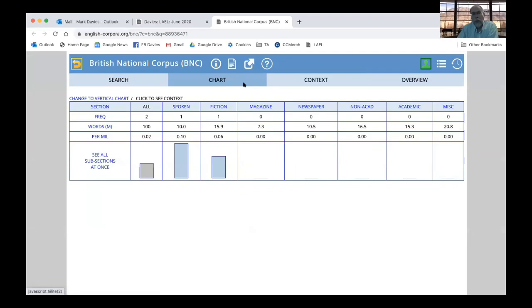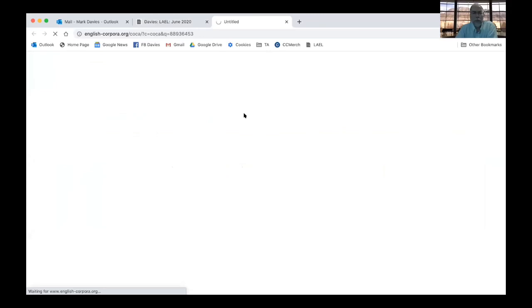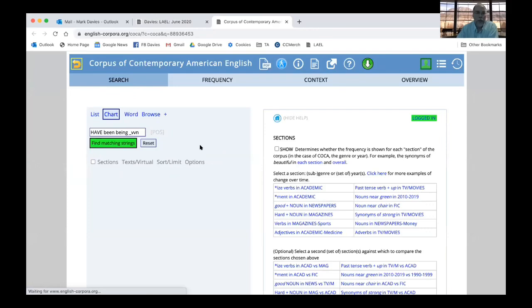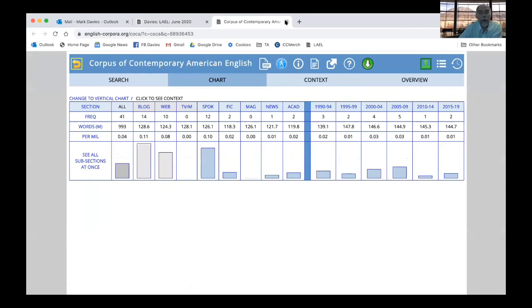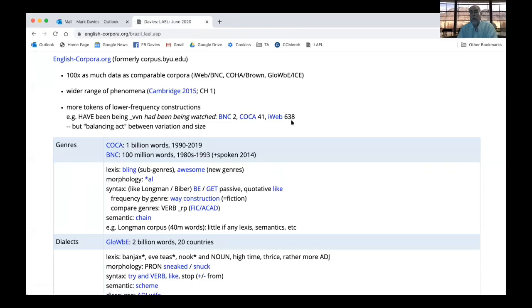If you go to COCA, so this is a billion words, now we move up to a few more tokens. We got about 41 tokens for that. So we get about 20 times as much data. And then if you go up to iWeb, we're talking about over 600 tokens. So obviously this is a low frequency construction, no question about that. But the point here is that with large corpora, almost nothing at that point becomes too infrequent of a construction. The fact that in iWeb you get 300 times as much data as in the BNC shows you that size can be useful.